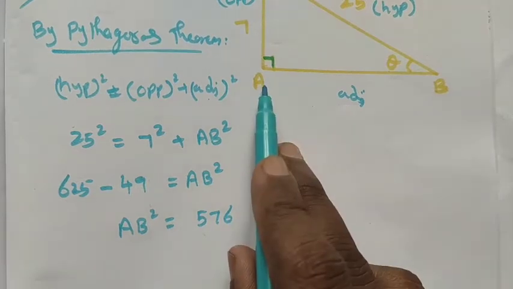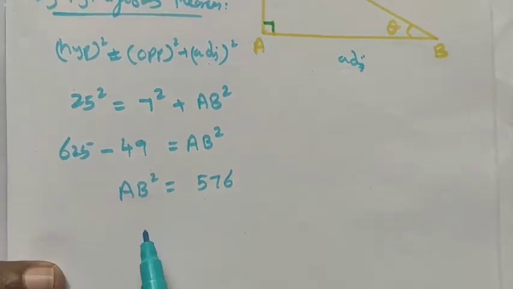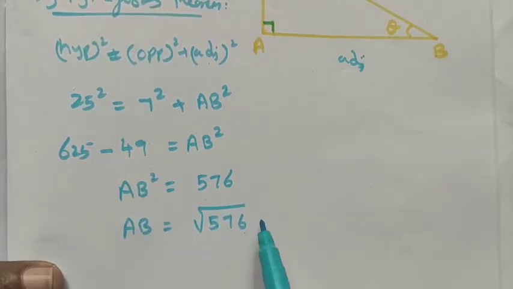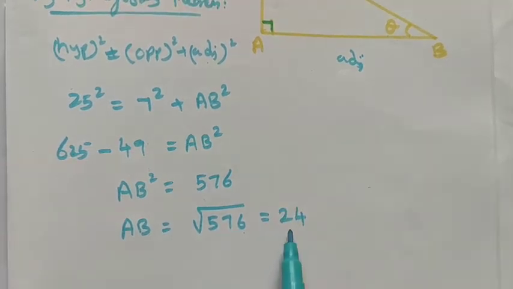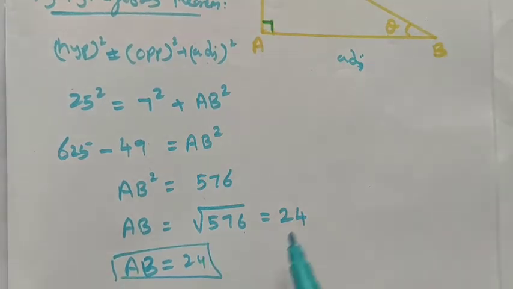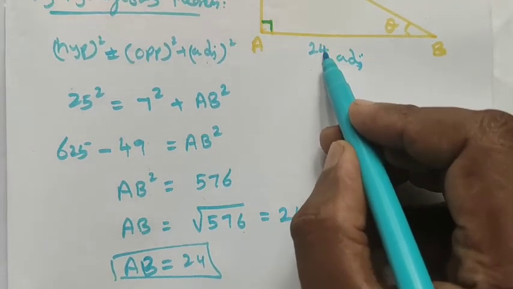Here we want to find what AB is, not AB square. So taking square root on both sides, we get root of 576. Root of 576 is nothing but a perfect square root, 24. If you multiply 24 into 24, we get 576. Then AB is equal to 24. So the adjacent side is 24.